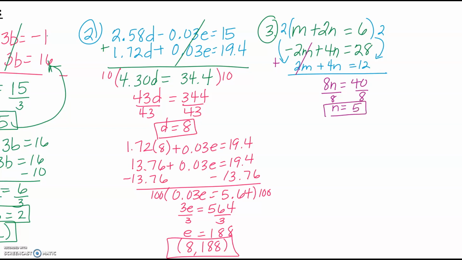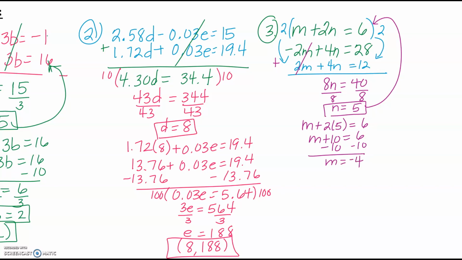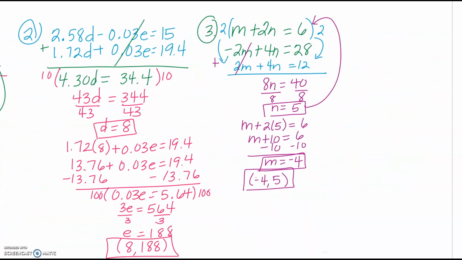I take that 5. It does not matter where I plug it in. I'm going to go ahead and plug it into the first one. M stays m, but I get 2 times 5 equals 6. So I get m plus 10 equals 6. Subtract 10. M equals negative 4. So my solution, alphabetically, m comes before n, is negative 4, 5. I should plug that in and it should give me the same thing.